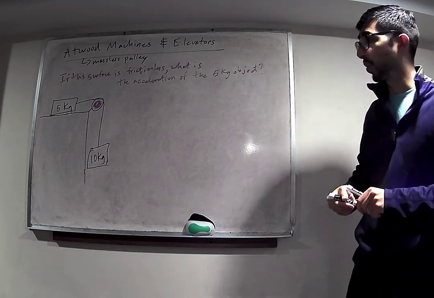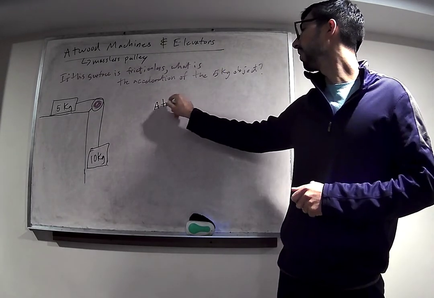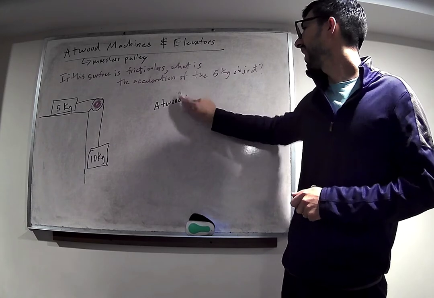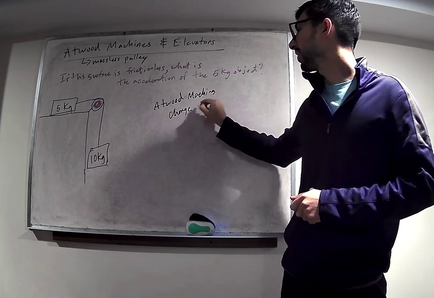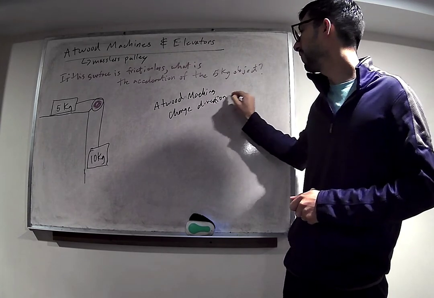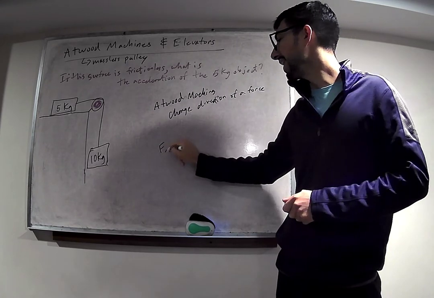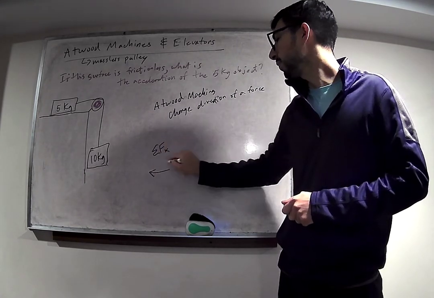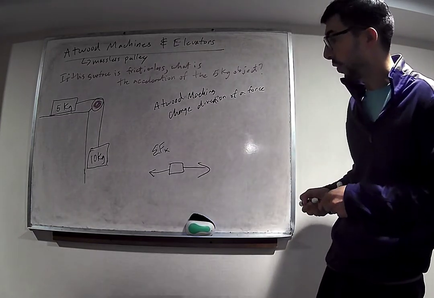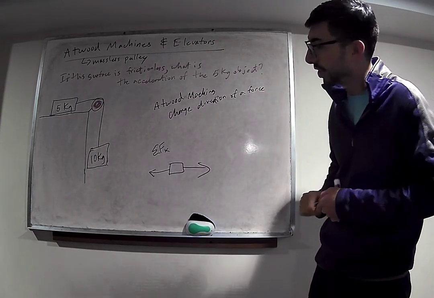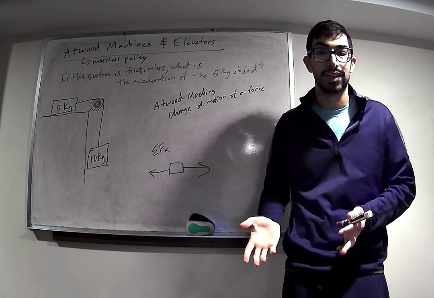There's a couple of things I want us to note. First of all, Atwood machines change the direction of a force. So whereas before we had our Fx, our net force in the x-axis, and it was just all the horizontal forces acting on an object, and our Fy was all the vertical forces, well, it's going to be a little bit different here. We're going to see how an Atwood machine can make gravity act on the x-axis, for example.